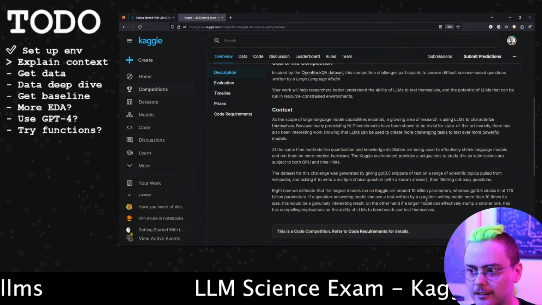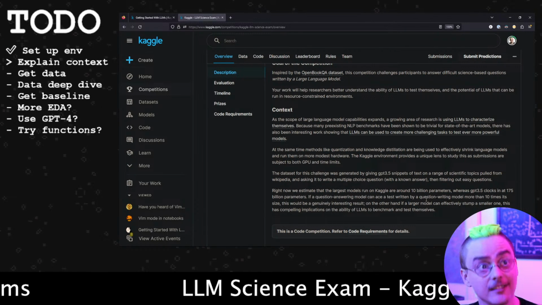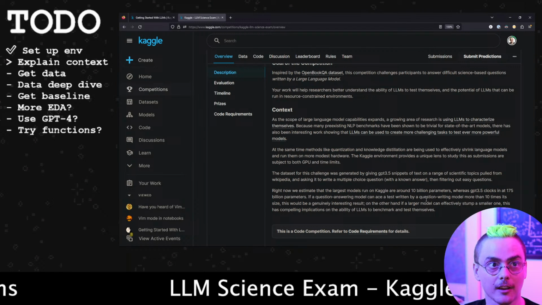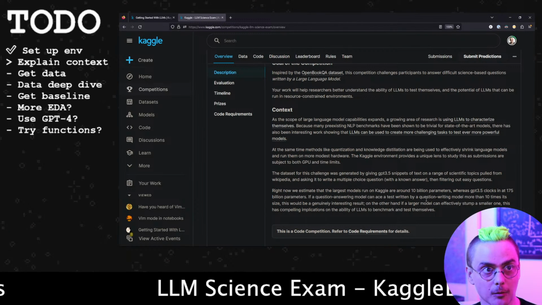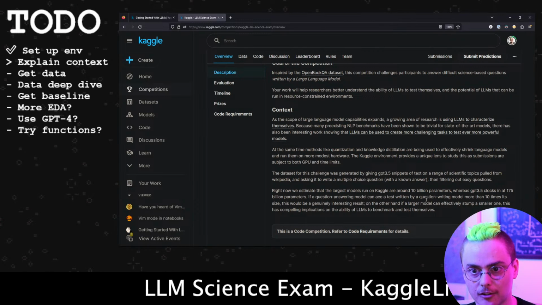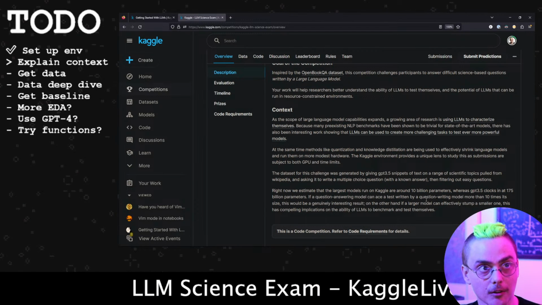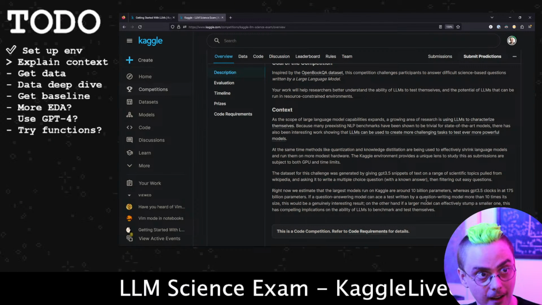So this is our data set. The data generating process looks like this: take something up on Wikipedia, use a language model to write a multiple choice question, and then pick back out what the model was told was the correct answer.